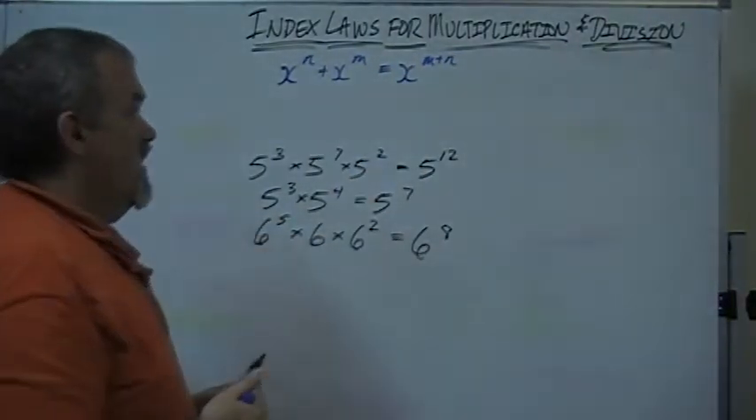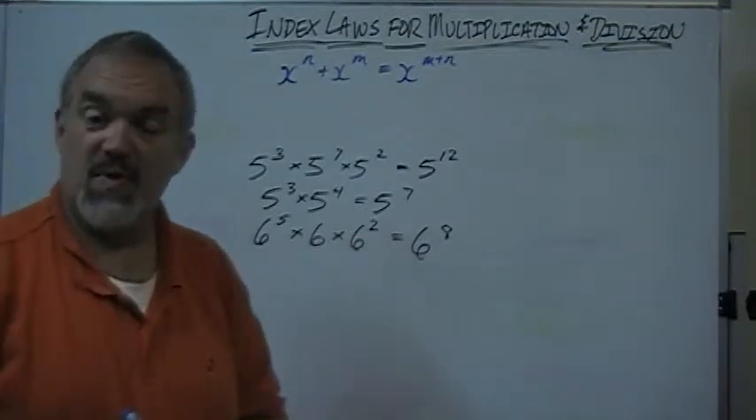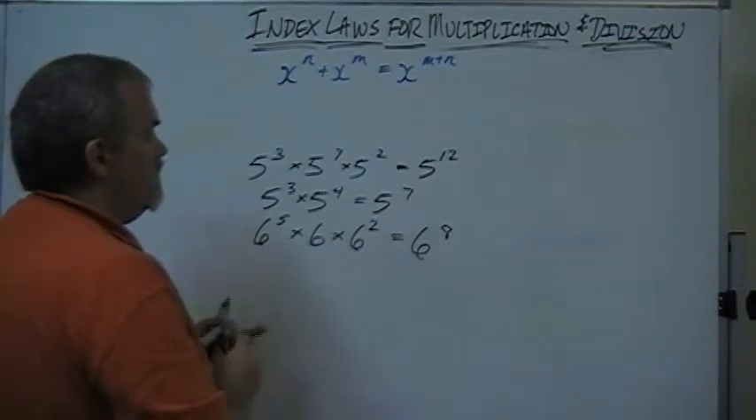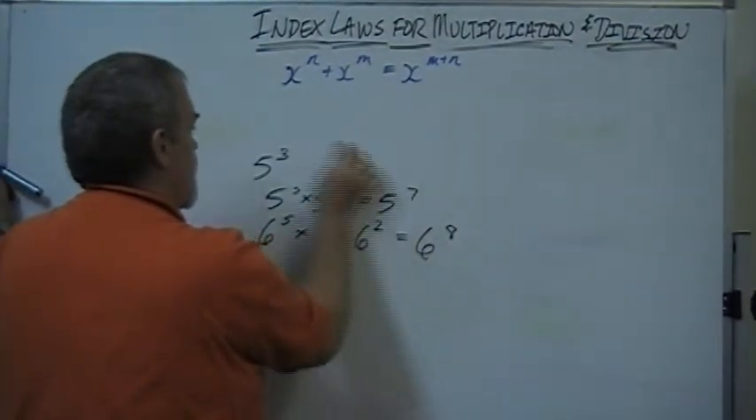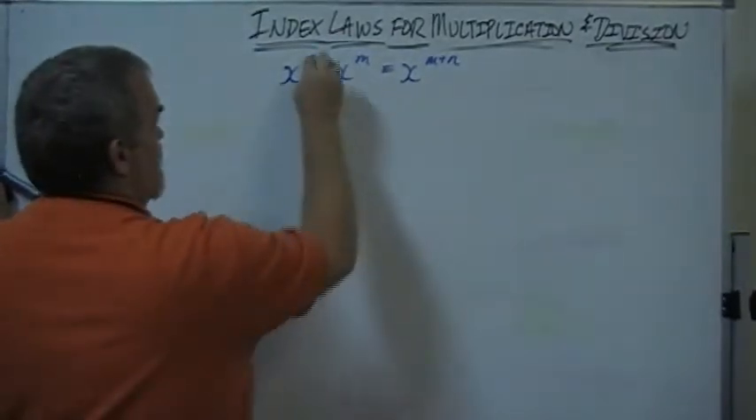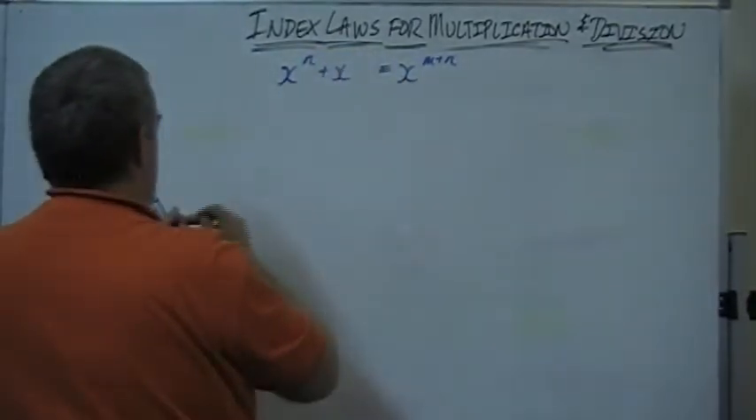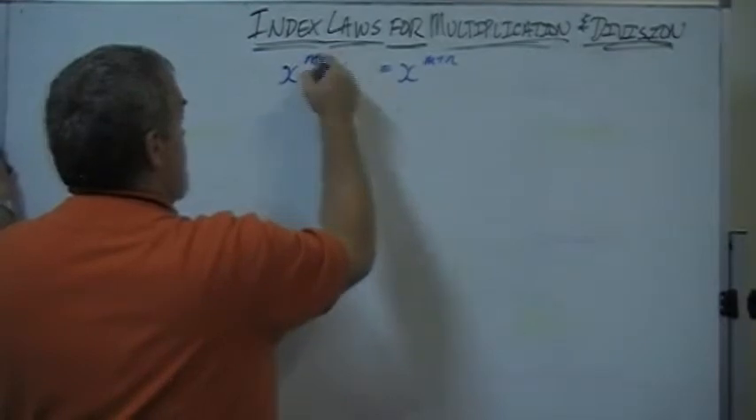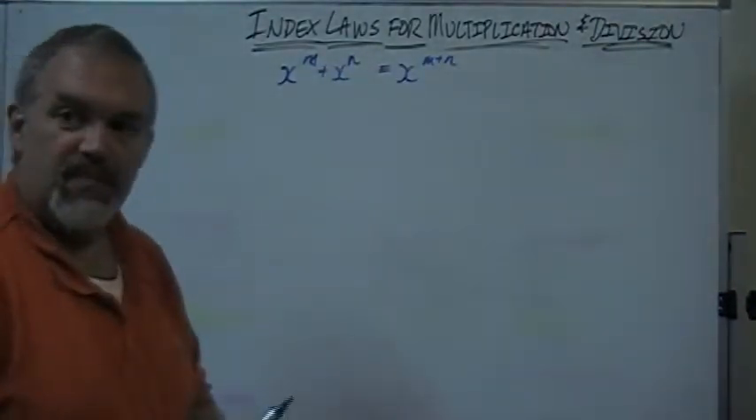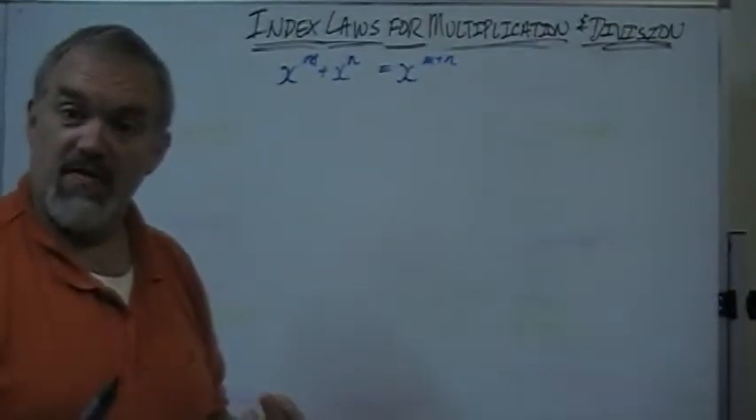In other words, if the bases are the same, then we can add the exponents together. Similarly, it would probably make sense, although it doesn't really matter, if I put these in the same order, m plus n, just to make it a little more clear. The same idea works with division.